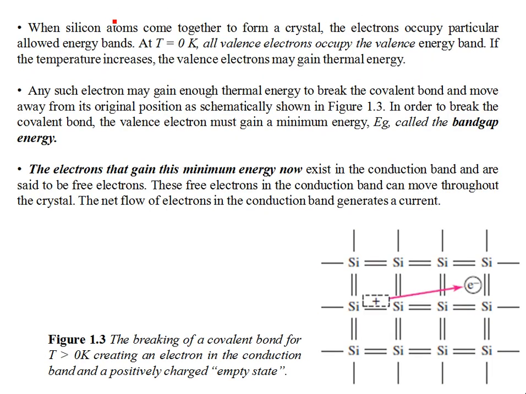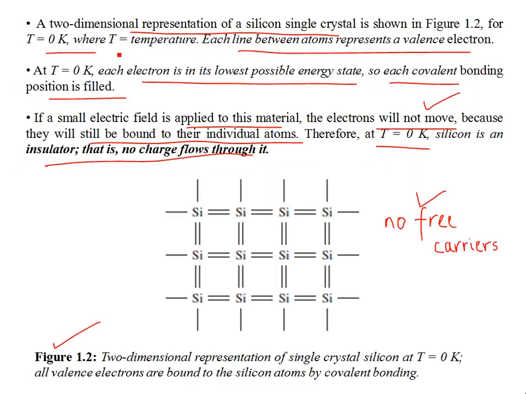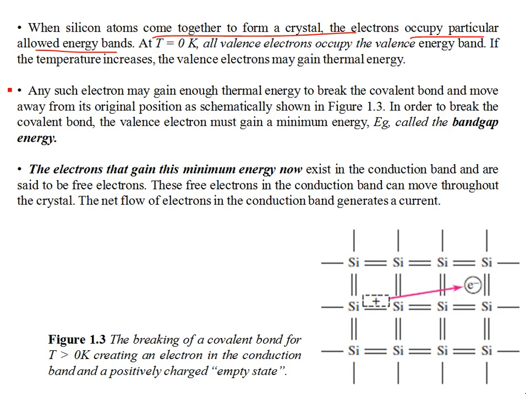Now, what happens when silicon atoms come together to form a crystal? First of all, the electrons occupy particular allowed energy bands. In this configuration, the electrons are bonded in covalent bonds, and the energy state that they have is the valence band, where the electrons are bound. They have not yet jumped to the conduction band. They are in the valence band, and that's the lowest energy band. So at T equal to 0, all the valence electrons occupy the valence energy band.